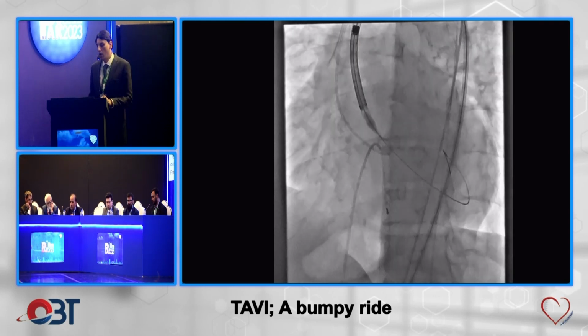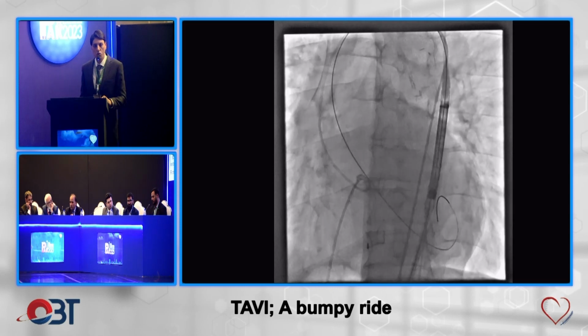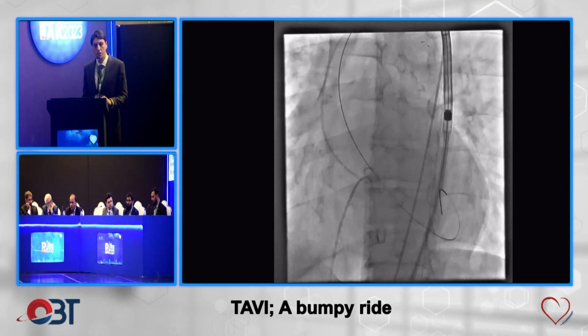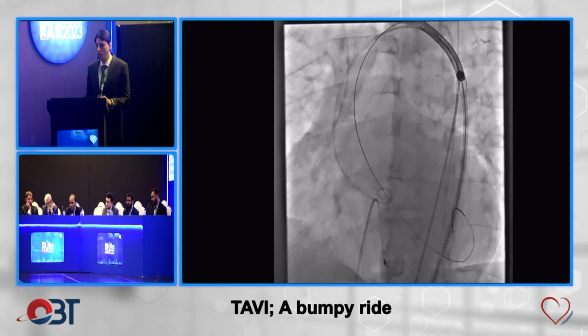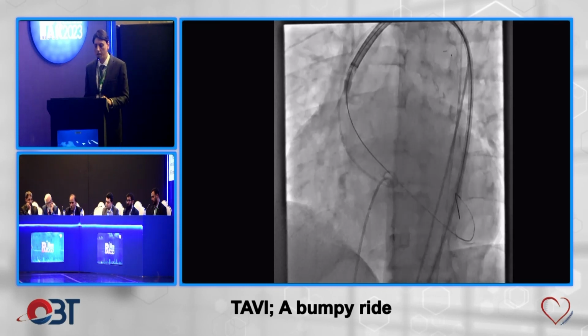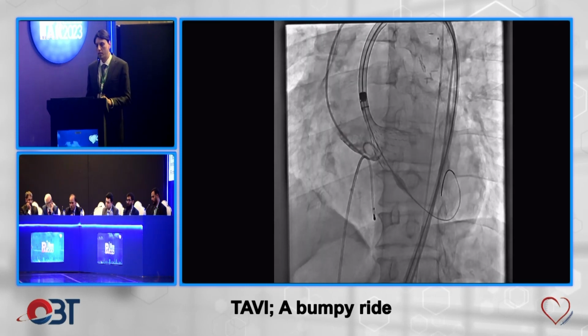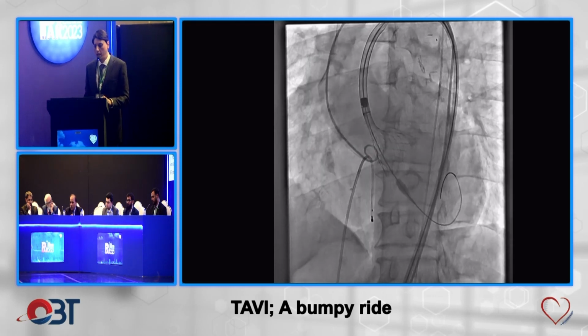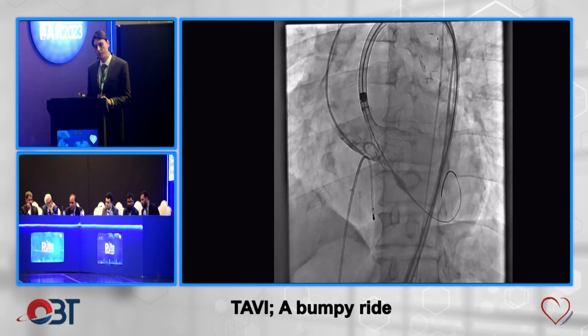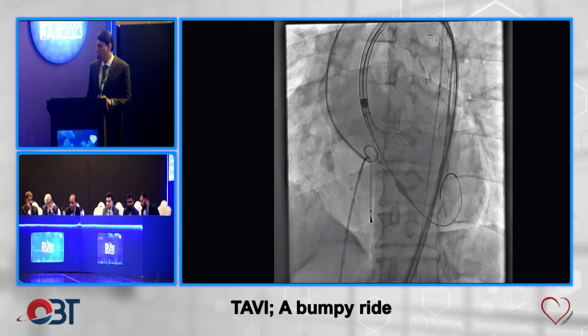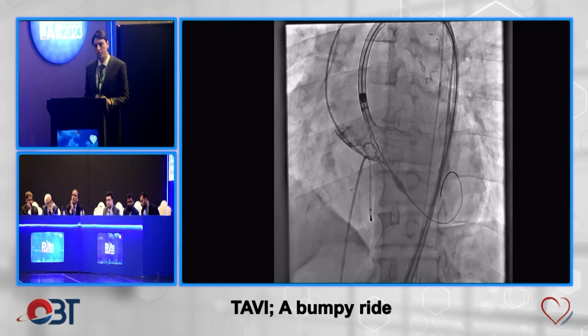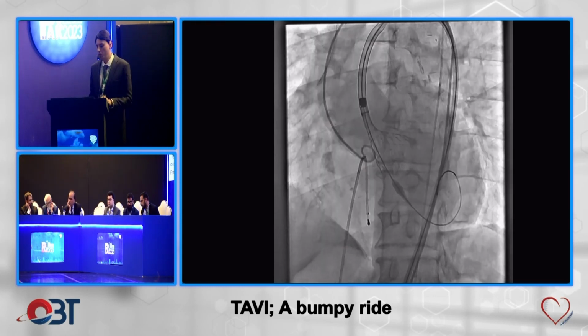So this is a nice image, excellent image. You can see our 34 mm Evolut R valve traversing through the graft, nice and easy, with the help of the Lunderquist wire. Now, the third problem was that though we aimed for a little bit higher deployment, this, you can see, is a lower deployment.